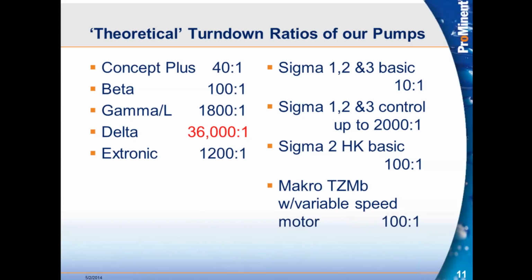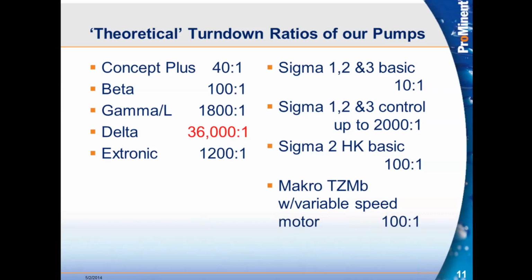The Sigma control version, depending on which gear ratio pump we're dealing with, has up to 2,000 to 1 turn down. So it's a very high turn down capability. The Sigma 2 has an HK liquid end to offer. That's the packed plunger liquid end. We have a turn down of up to 100 to 1.